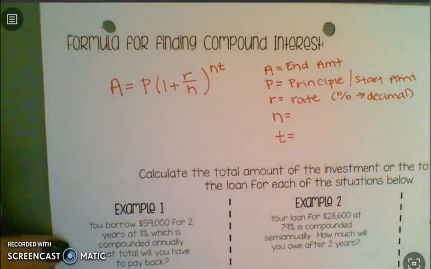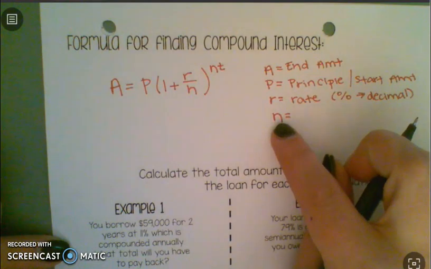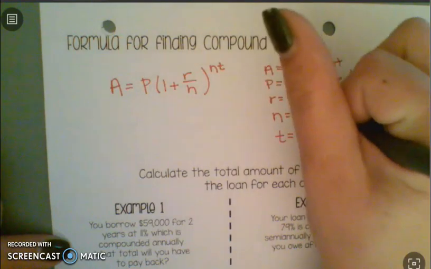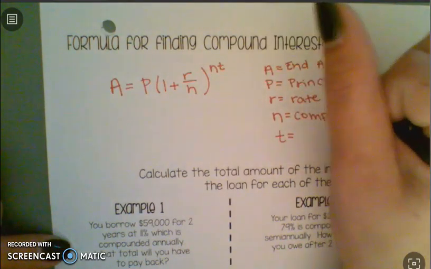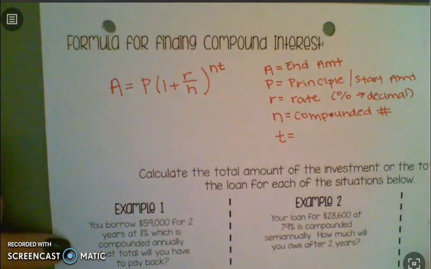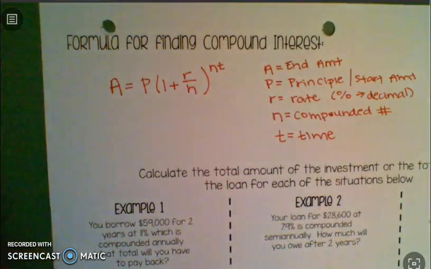And then we have N, which is new to us. That's the compound part. So in all of these problems, they're going to say compounded by a certain amount, and that's what N is. So that's your compounded number. And we'll talk about what that means in a minute. And then T, just like before, is your time. So for all of these, you're going to have a problem that says it's compounded annually or semi-annually or quarterly, and you need to know what all of those mean.